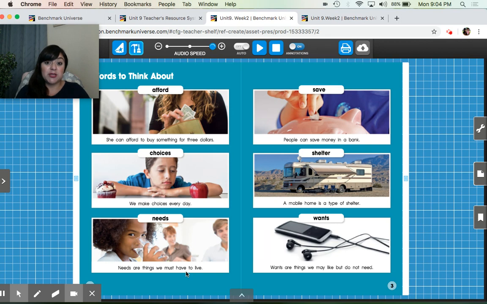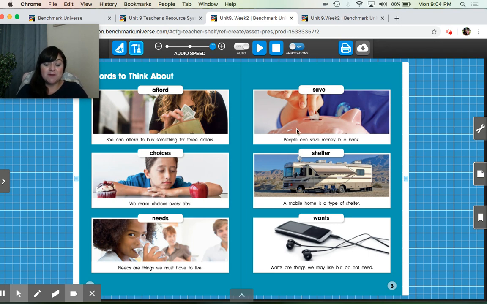Needs. Needs are things we need to have to live and to survive. I need water, like that little girl, but I don't need a telephone. This word is wants. I want a telephone, but I don't need it to survive. Shelter. We learned about shelter in previous units, and this mobile home is a type of shelter for people. Animals have shelters too.